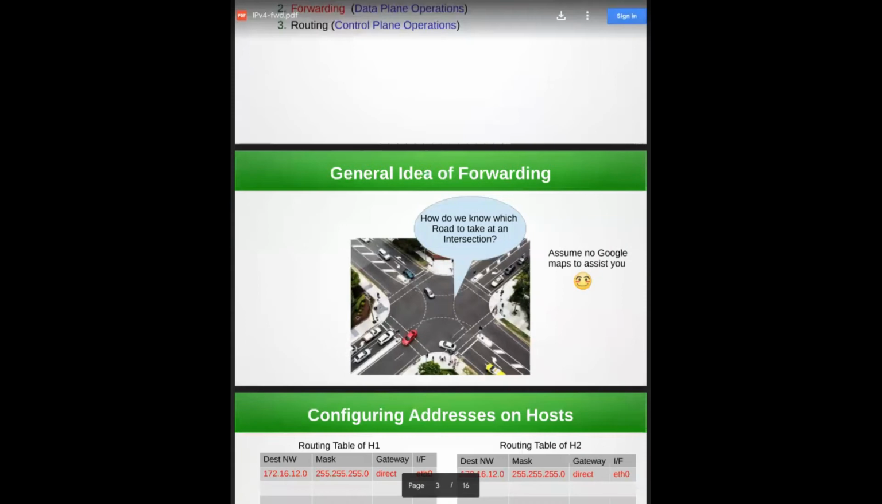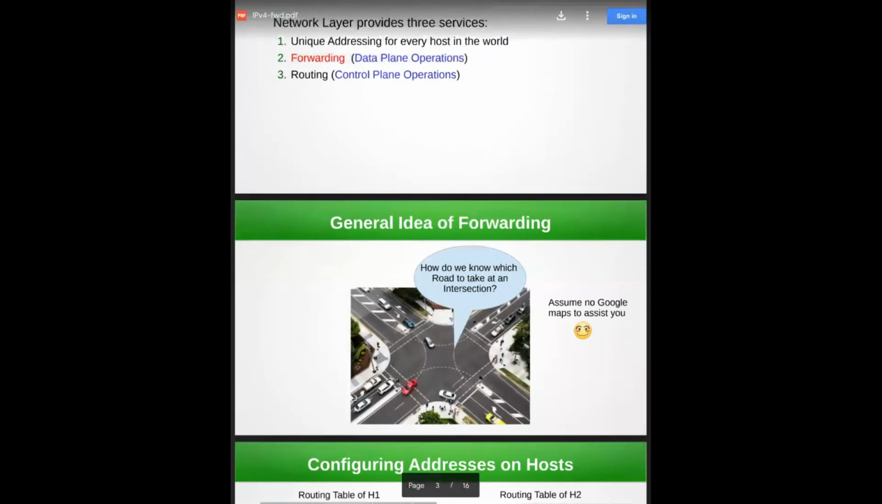My question is this. You are going somewhere, you don't know how to get there, and you come to an intersection. What do you do? Ask someone. Yeah, ask someone for the directions. You'll ask for directions.